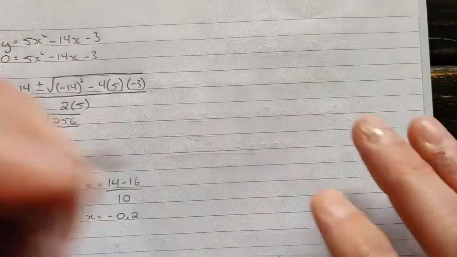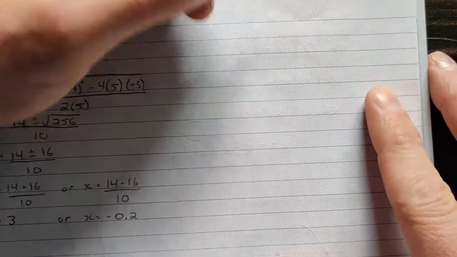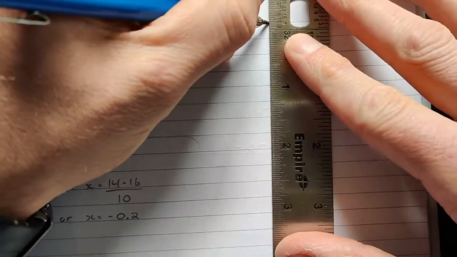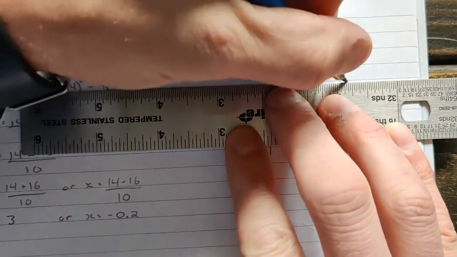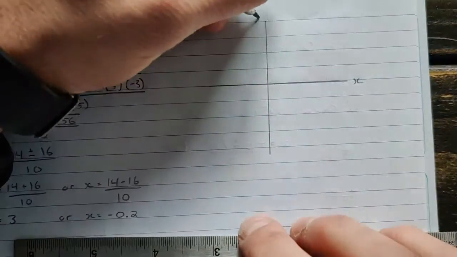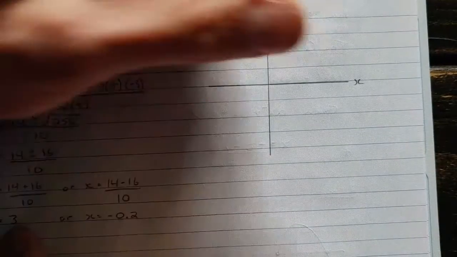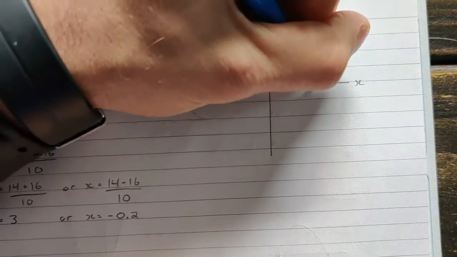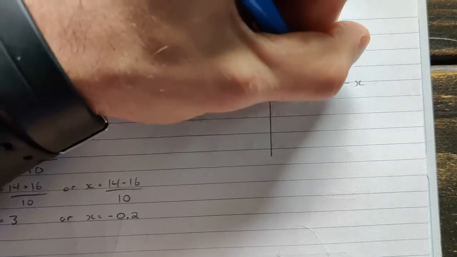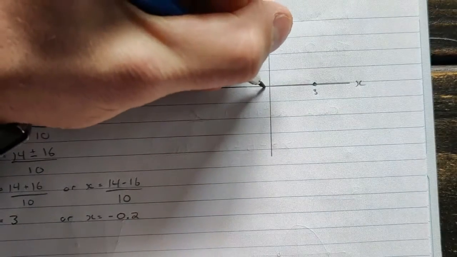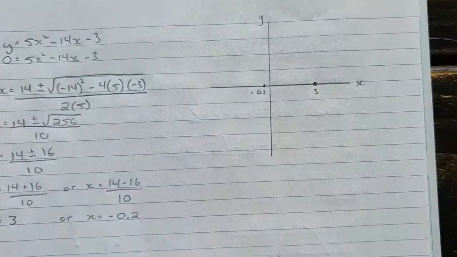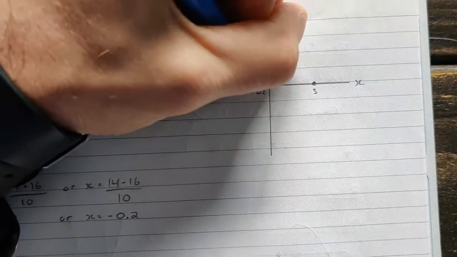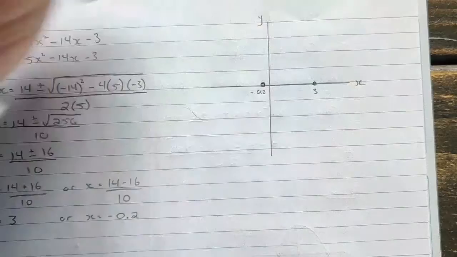So now we found the two x-intercepts. If we were to apply this to a graph over here, just to show what we've found so far, a little sketch, I'll make some axes, my x and my y. We have a zero at x equals 3, maybe somewhere over here, and then negative 0.2. So we found these two zero values. This is what we found so far.